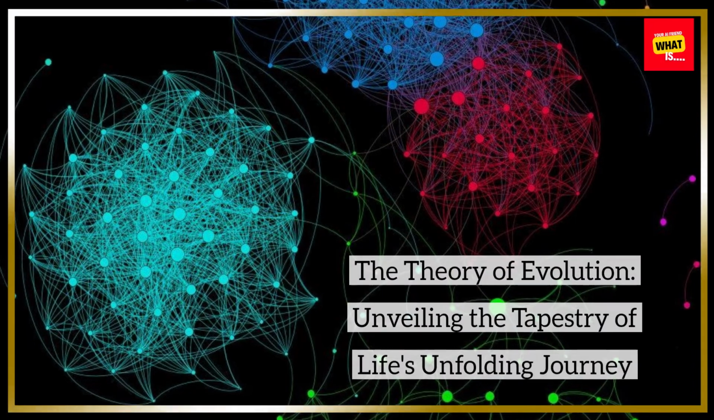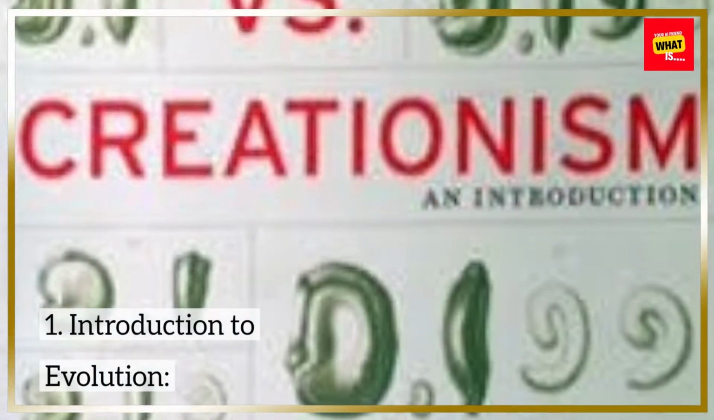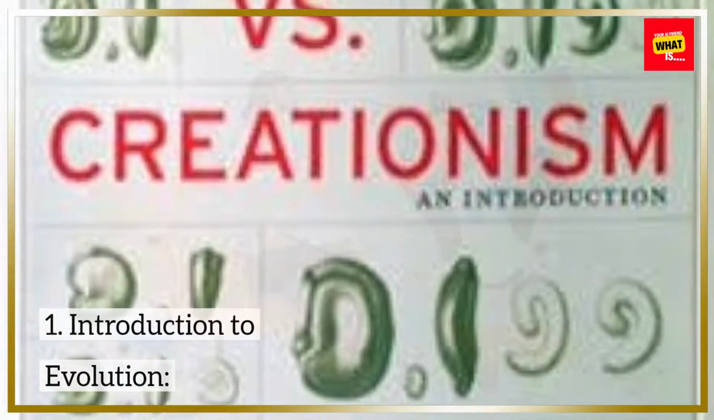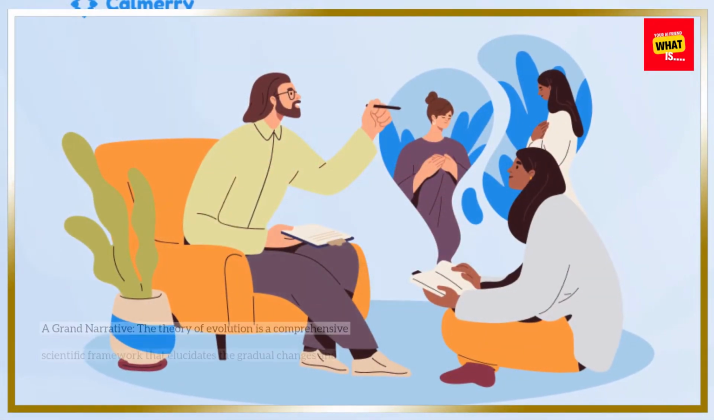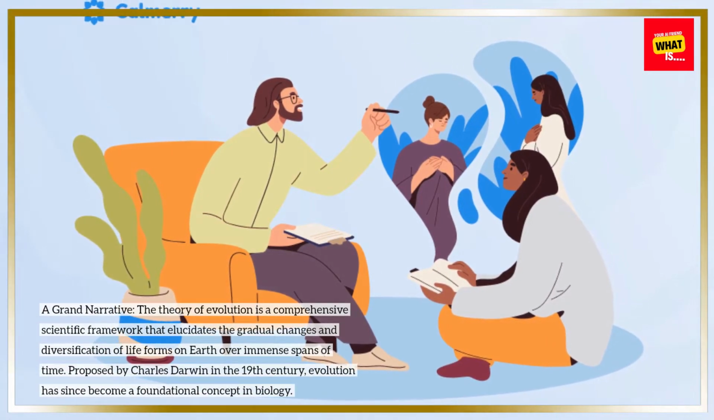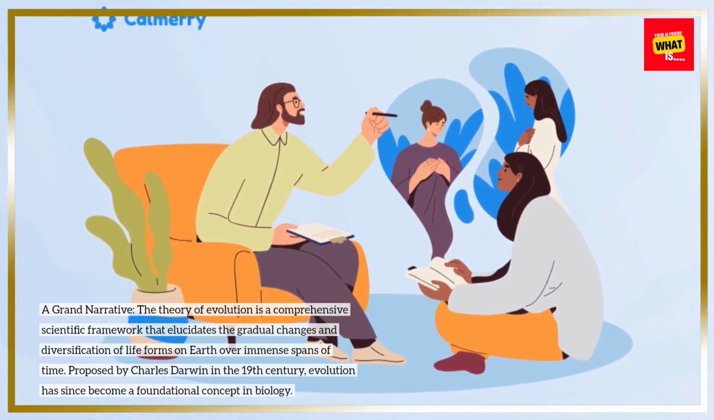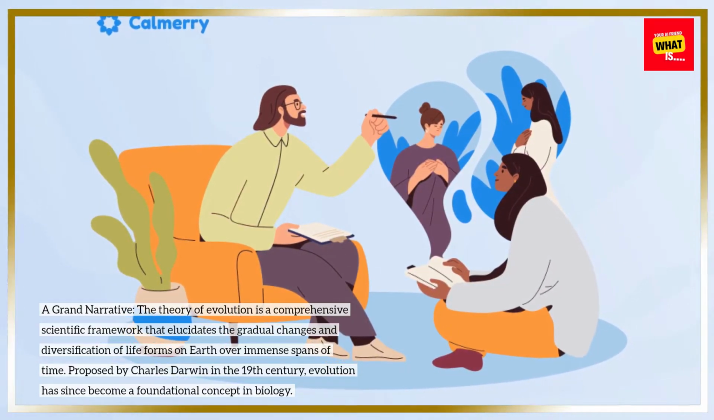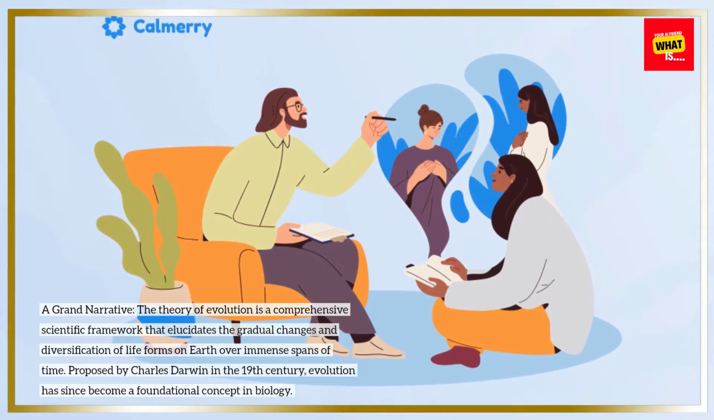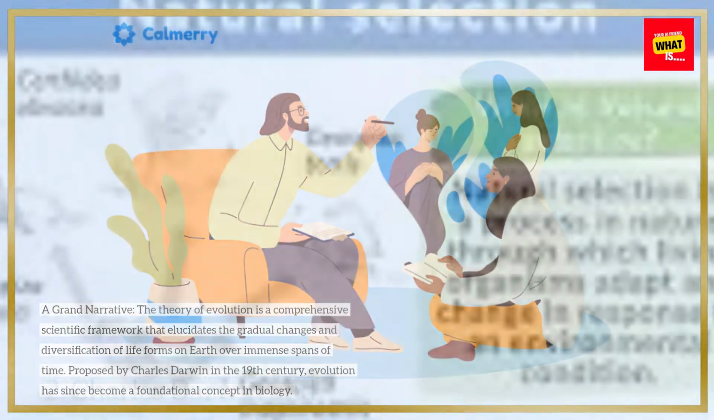The theory of evolution. Unveiling the tapestry of life's unfolding journey. 1. Introduction to evolution. A grand narrative. The theory of evolution is a comprehensive scientific framework that elucidates the gradual changes and diversification of life forms on Earth over immense spans of time. Proposed by Charles Darwin in the 19th century, evolution has since become a foundational concept in biology.